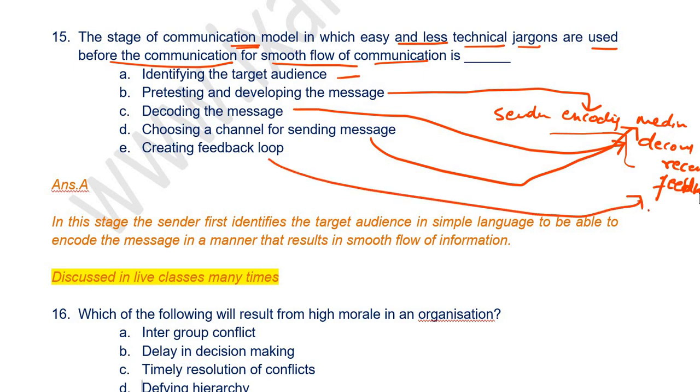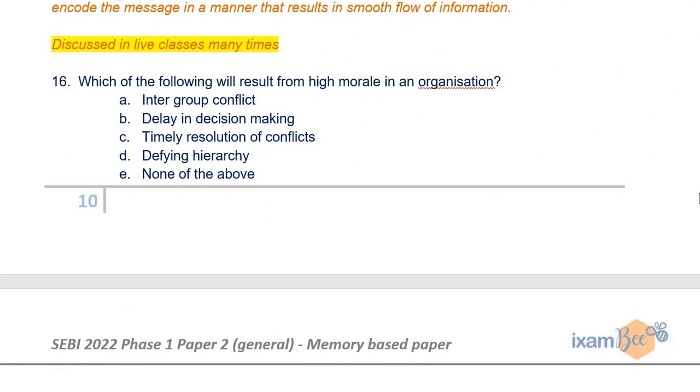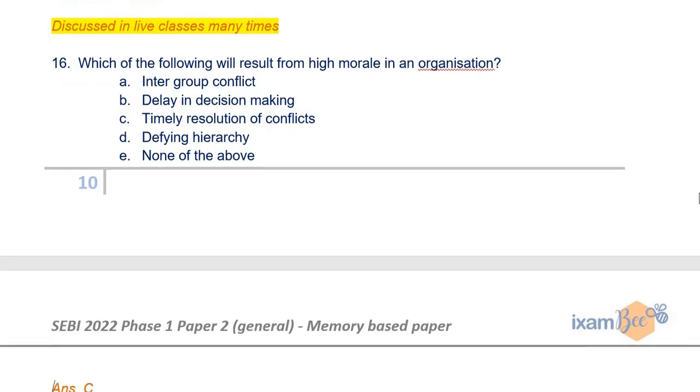So what is happening before the communication, and all this happens after the communication. So the only option that is happening before the communication is identifying the target audience, and that should be the correct answer in my opinion in this particular case. So again, we keep doing a lot of discussion, case-based study types of discussions in detail with students in these classes to give this conceptual clarity.